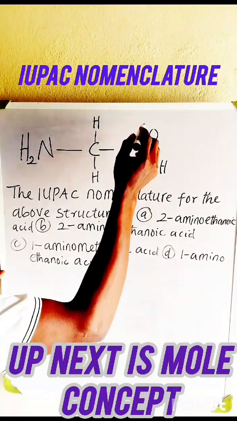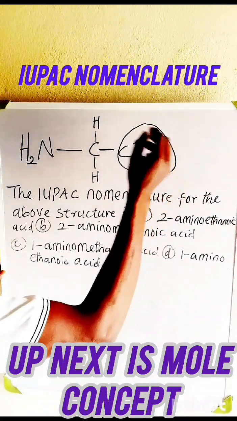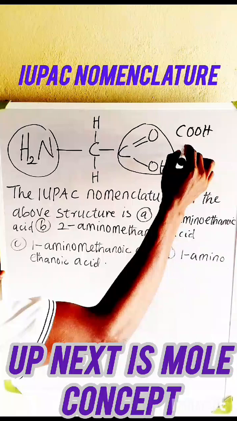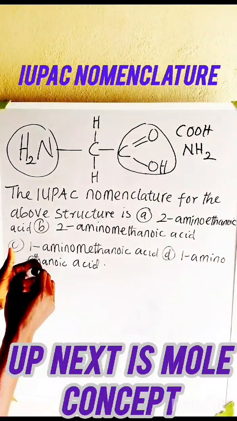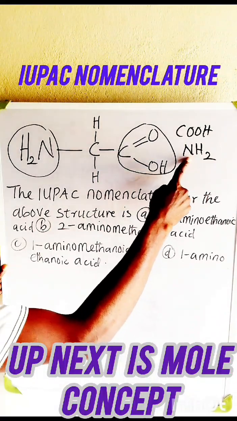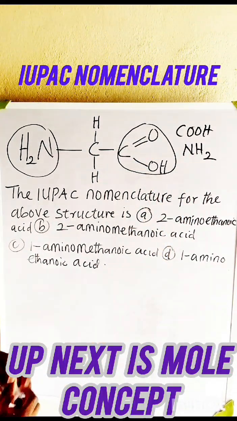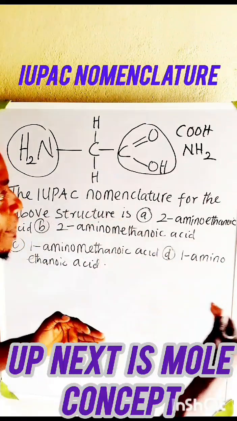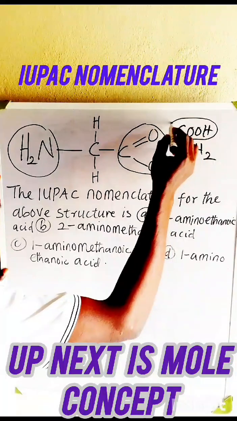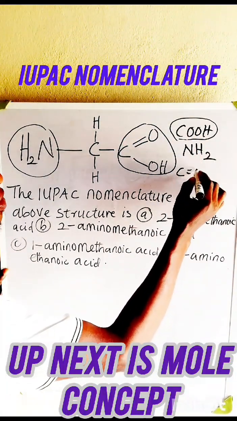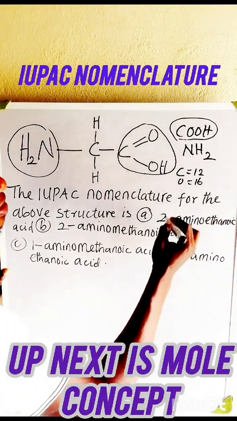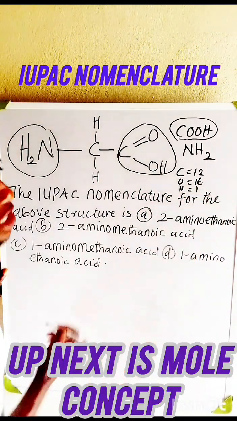First of all, we have two functional groups in this compound, the COOH functional group and the NH2 functional group. That is the carboxyl functional group, that is the alkanoic acid, and the amine functional group. Now, I said you have to consider the side that is heavier. Let's see which one is heavier. Carbon, the atomic mass of carbon is 12. Oxygen, the atomic mass of oxygen is 16. And hydrogen, the atomic mass of hydrogen is 1.